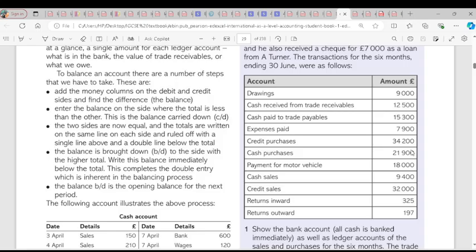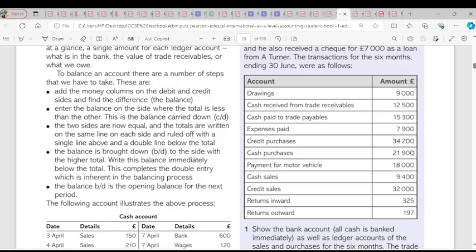Yes. Then we have credit sales of 32,000. So we're going to have trade receivable, also a credit customer. So for our trade receivable, we're going to have it on the credit side of our revenue account for 32,400. And then we have returns inward and returns outward.